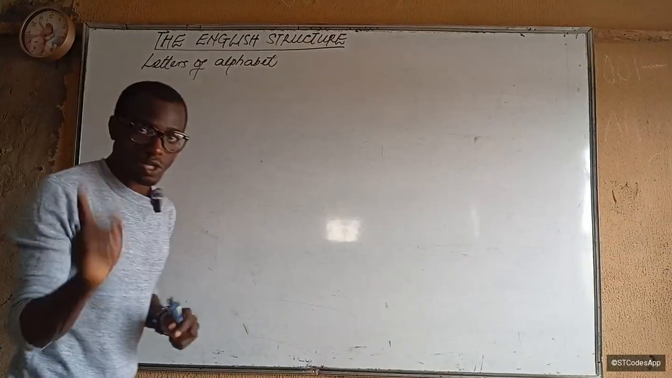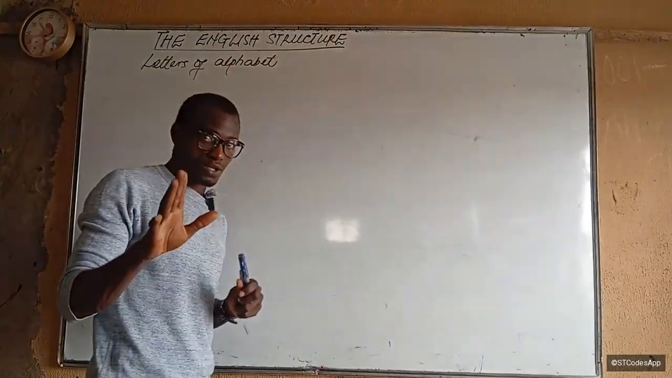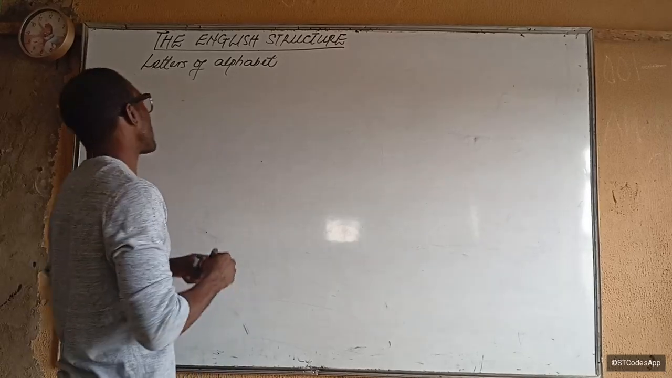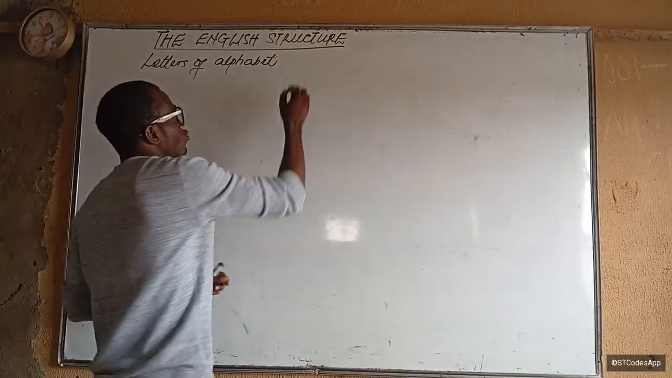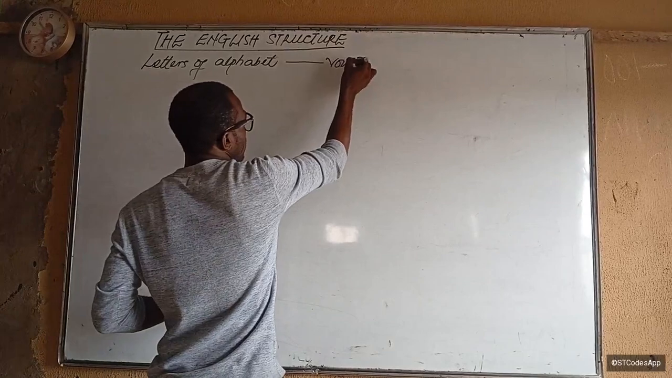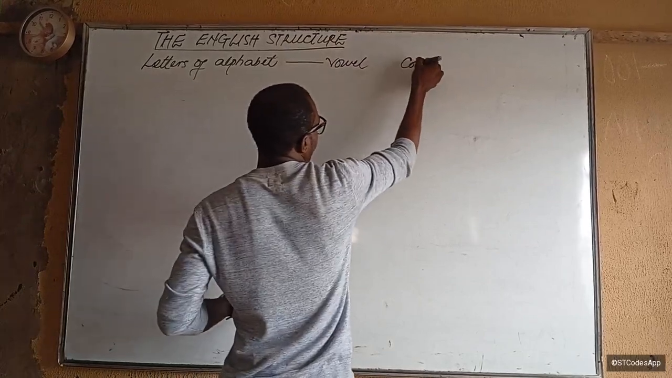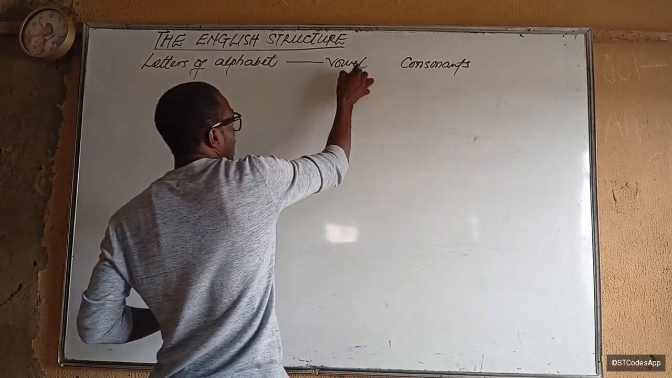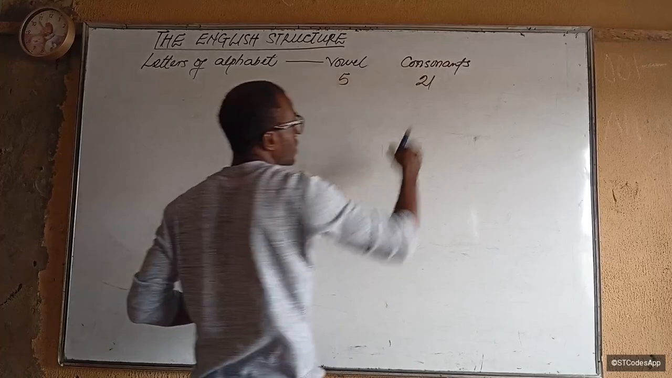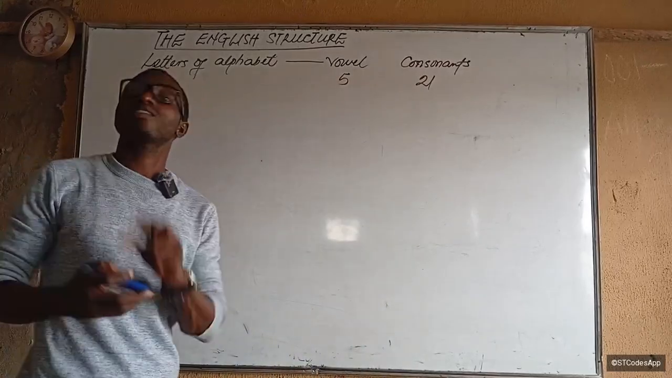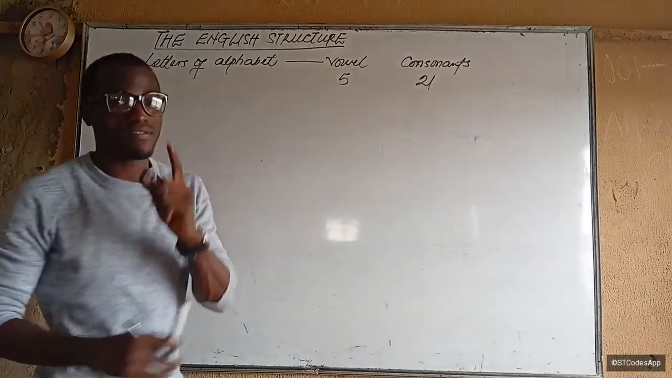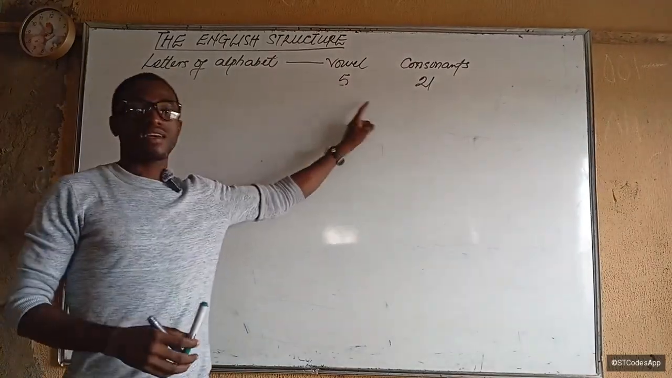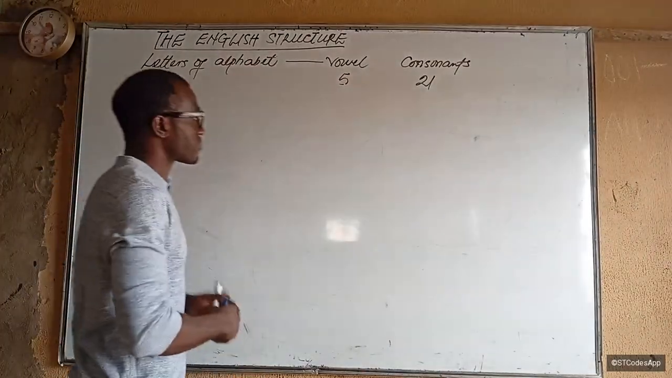Now, the second structure, keep in mind, I'll just make sure you are going with me. The letters of the alphabet are divided into two. We have vowels and consonants. The vowels are 5 in number and the consonants are 21 in number. Not the sounds. The sounds are different. The letters are 5 vowels, the consonants are 21.